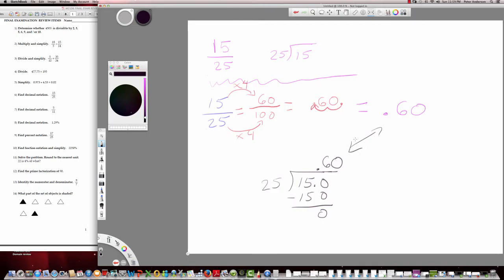So either method is appropriate. I just think it's easier to multiply by 4 top and bottom. If the denominator is easy to multiply by some number to get 10, 100, 1,000, it's very easy to convert it into a decimal.